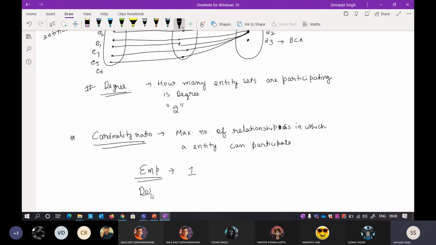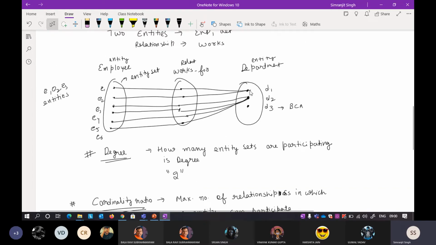Now from the department side. Here, department D1 is participating in two relationships because two entities are working for this department. You can see two incoming lines. So the cardinality of D1 is 2. The cardinality of D2 is 4, and D3 is 0. D3 is not participating in it.